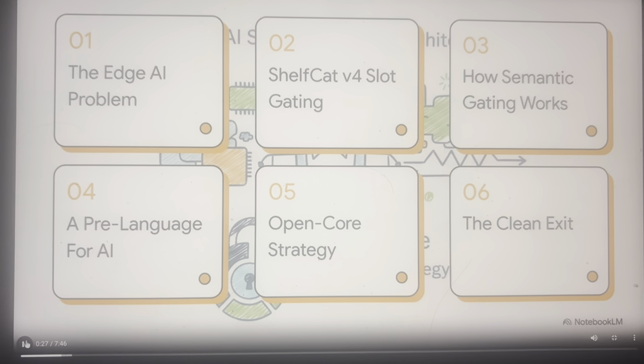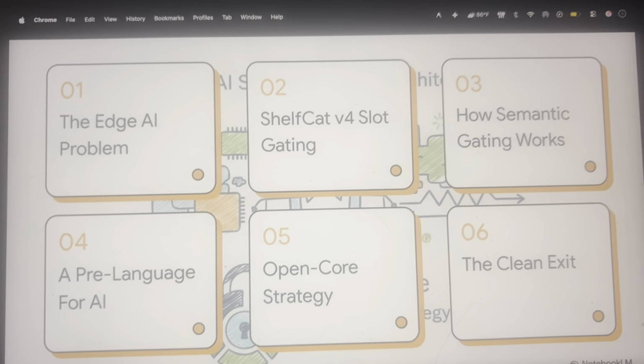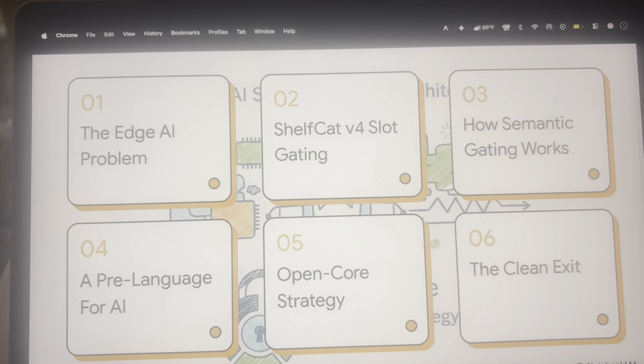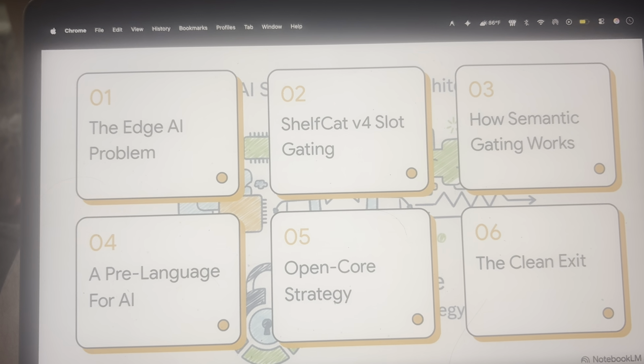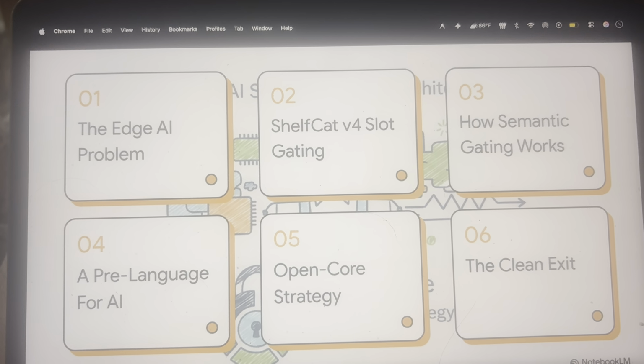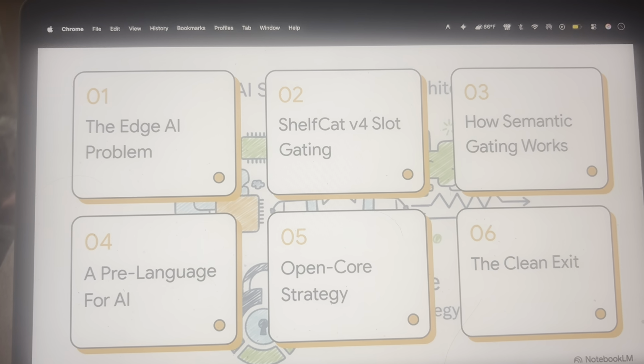So here's our roadmap for today. We'll hit the edge AI problem first, then ShelfCat v4 slot gating, how semantic gating actually works, this concept of a pre-language for AI, the open core strategy, and finally wrap it up with a clean exit.